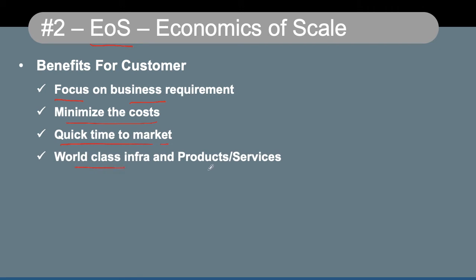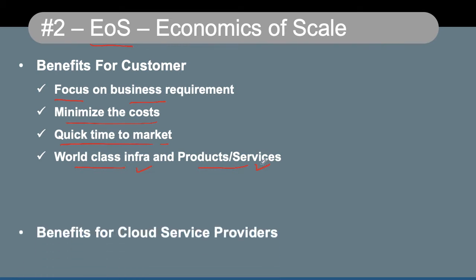World-class infrastructure, products, and services. Because public cloud providers are serving millions of customers, they will always come up with world-class infrastructure as well as products and services, which is very difficult to deploy in your private cloud or on-prem data centers.